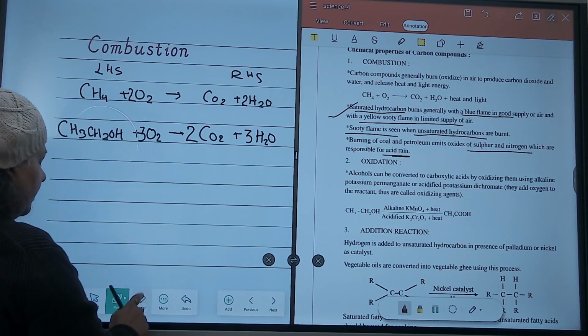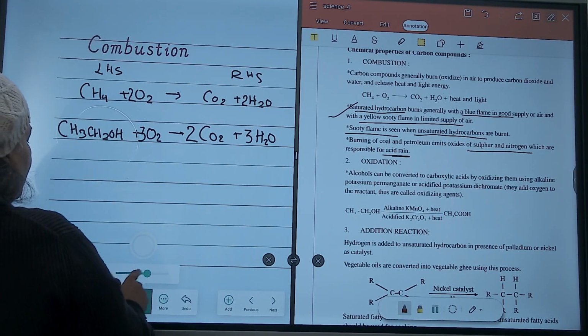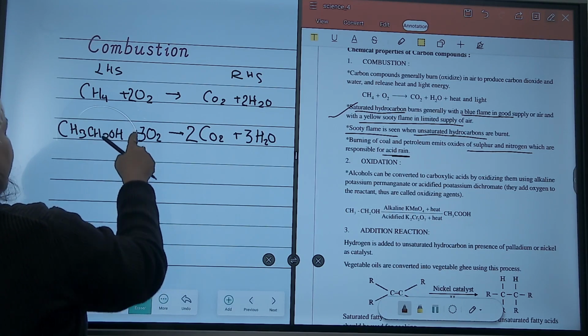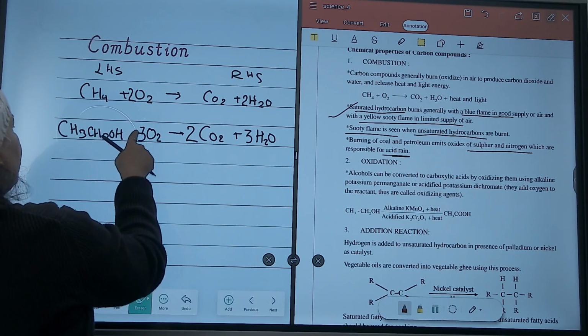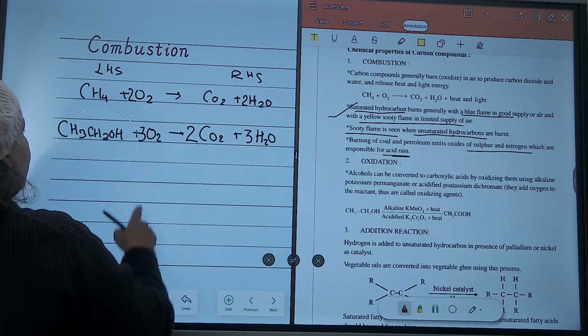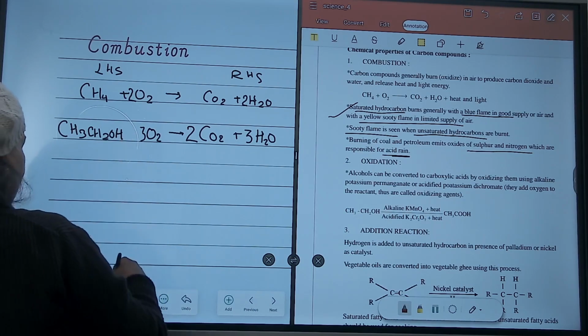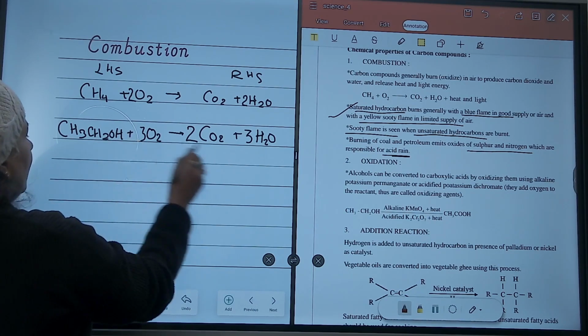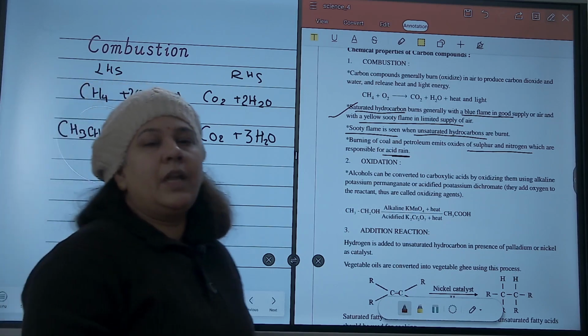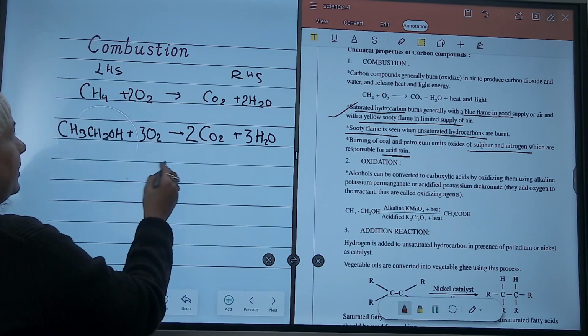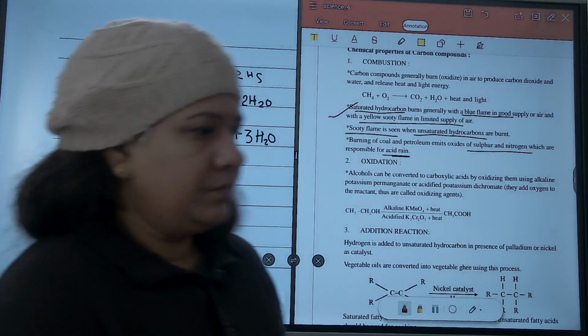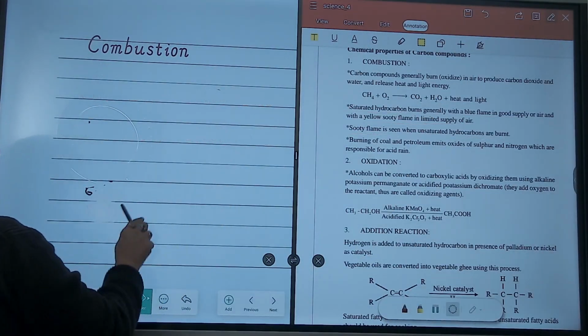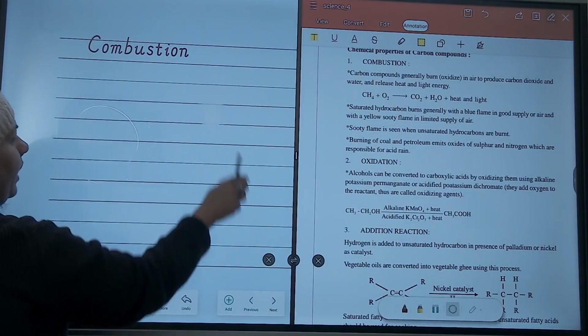So oxygen is also balanced. All the atoms on the LHS and RHS sides are balanced. Balancing, practice it well.